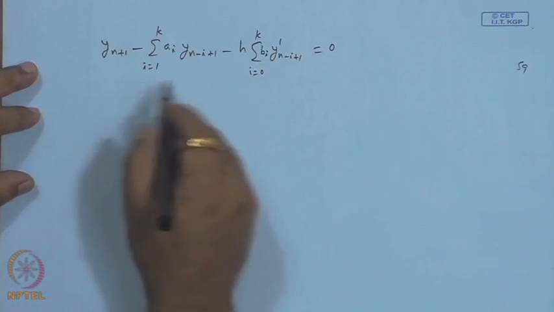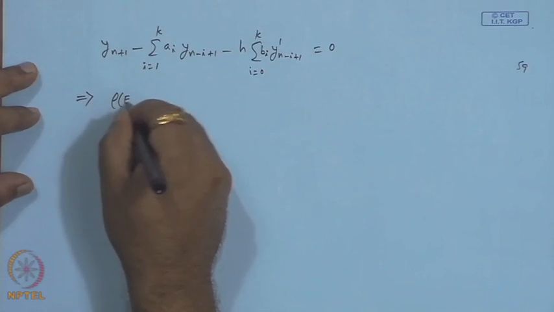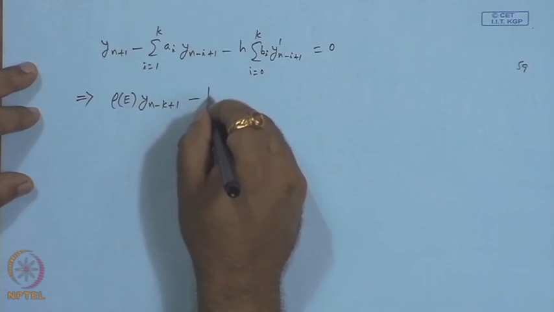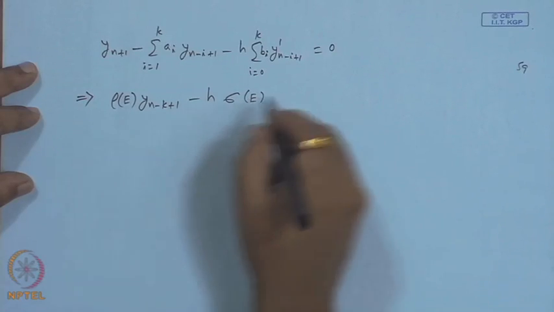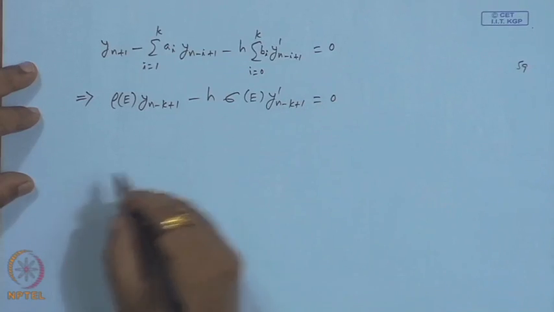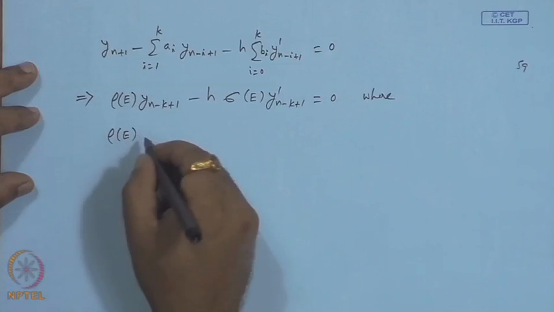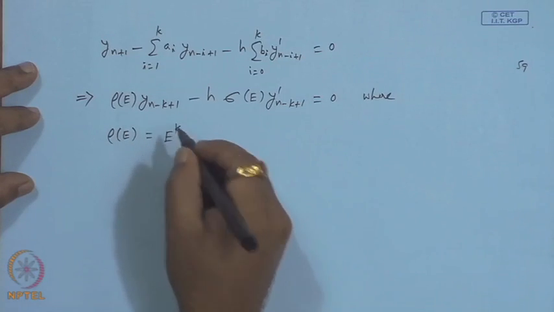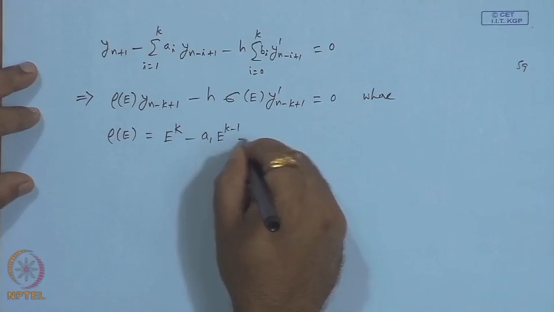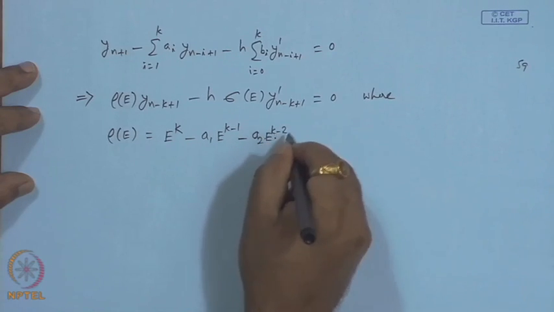So accordingly I write this as rho of E, sigma of E, zero, where rho of E is E^k, a1 E^(k-1), a2 E^(k-2), and so on.